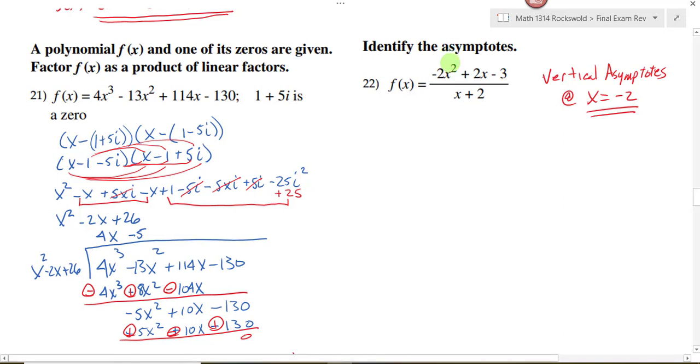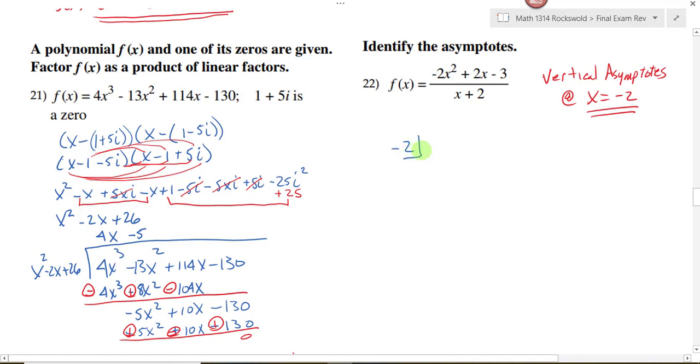If the degree of the numerator were less than the degree of the denominator, I would have a horizontal asymptote at the x-axis. If the degree of the numerator is equal to the degree of the denominator, my horizontal asymptote would be the line leading coefficient over leading coefficient. But when it's greater than, I don't have a horizontal asymptote, I have a slant asymptote. How you find your slant asymptote is you take the numerator and you divide it by the denominator.